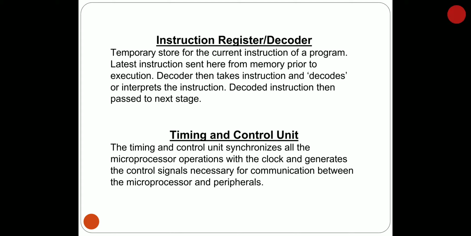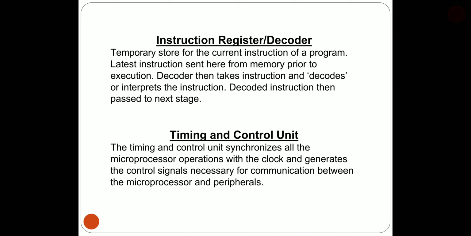Instruction register and decoder. The temporary storage for the current instruction of a program. The latest instruction is sent here from memory prior to execution. The decoder then takes the instruction and decodes or interprets it. The decoded instruction then passes to the next stage. This means the instruction register decodes the instructions and sends them to the next stage for further processing.